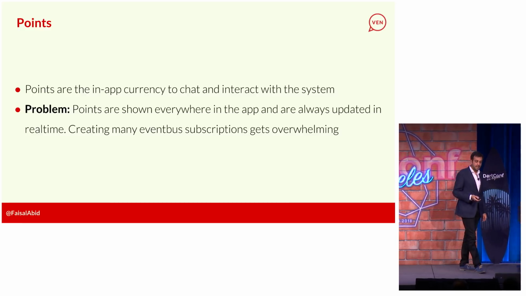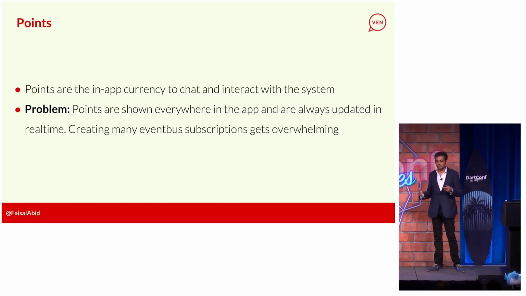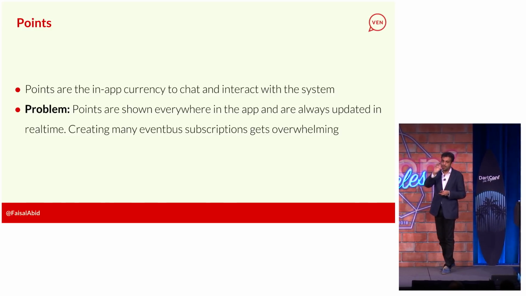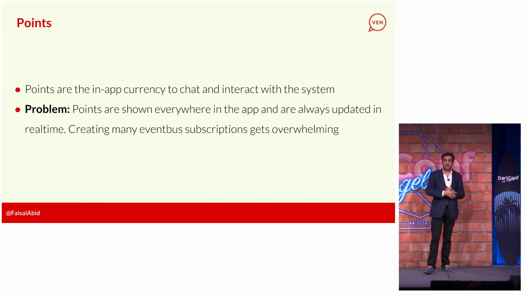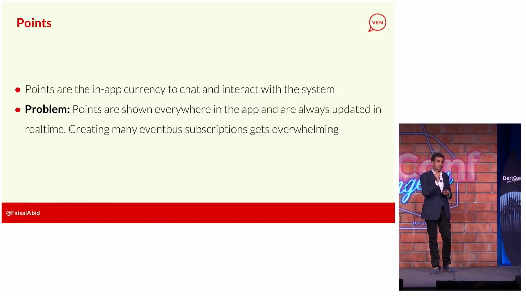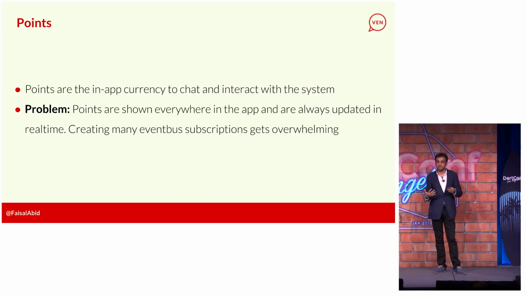The second is that the points are an in-app currency in the app, like I said before. Whenever you do something, points are being used. Now, the points are actually shown everywhere throughout the UI. If you browse the app a lot, you'll see that everywhere you go, you'll see points and how many points you have. And those points are always being updated depending on your interactions with the app.